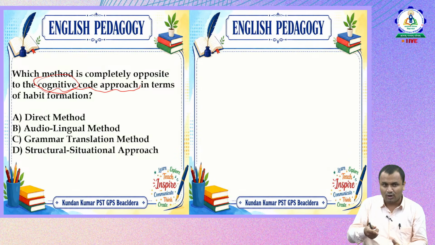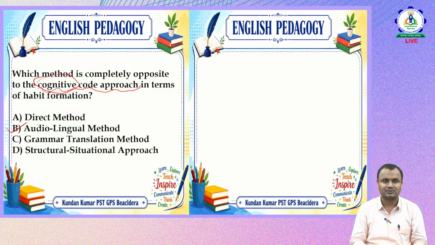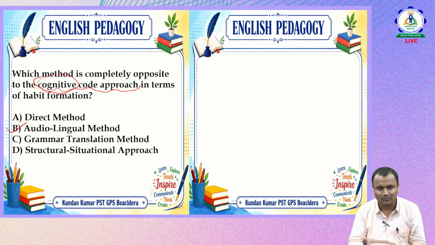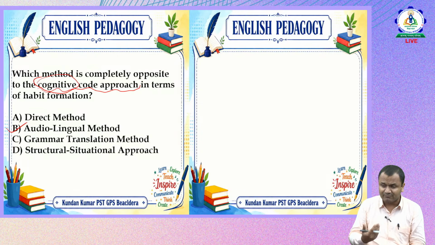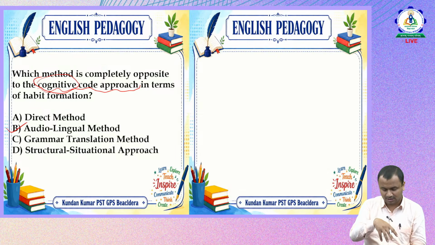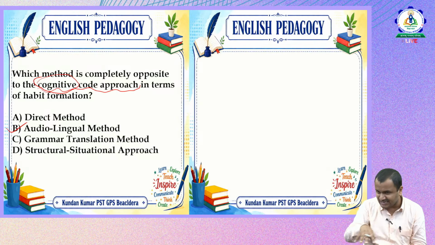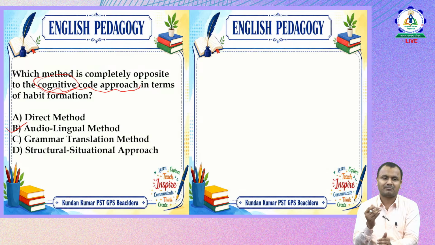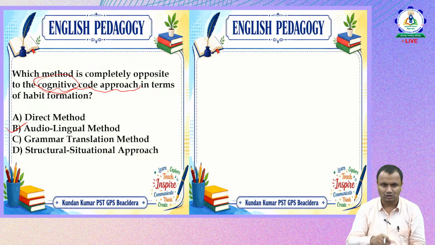What is exactly opposite to the cognitive code? Audiolingual method is exactly opposite, because in audiolingual method, do we have to imagine? No. Do we have to create? No. Do we have to make our own sentences? No. Do we have to use this language in daily life? No. We are limited to a contextual room set up by the teacher. So it is exactly opposite to the cognitive code.